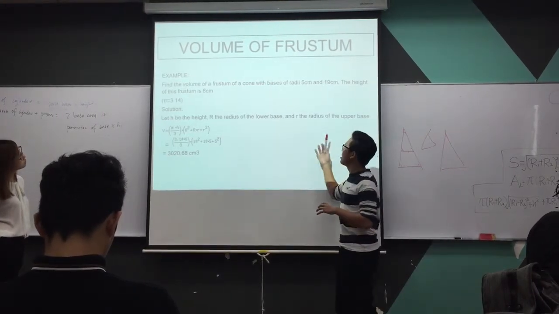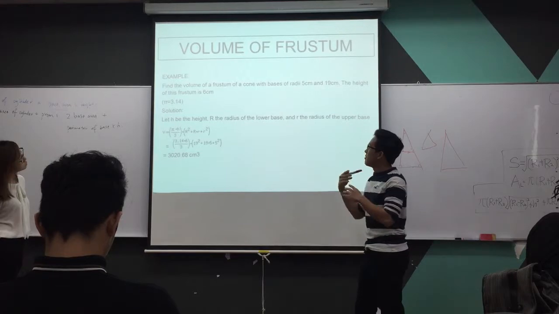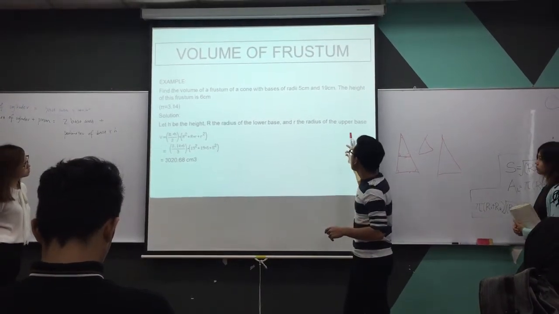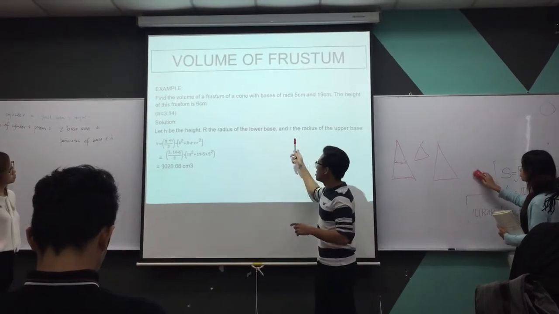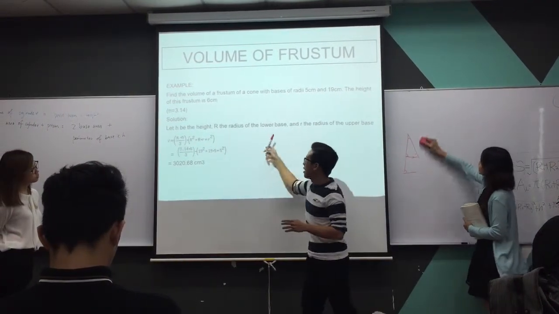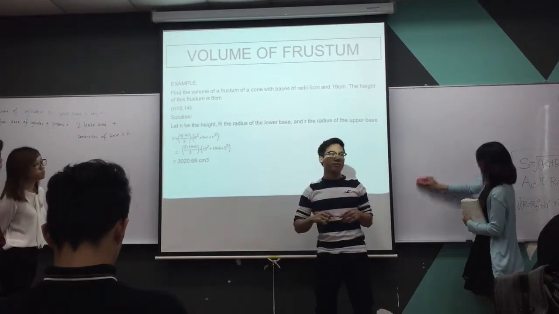So this is the example of the calculation of the volume of the frustum. I only need to have the upper radius and the base radius, and the height to get the volume of the frustum.